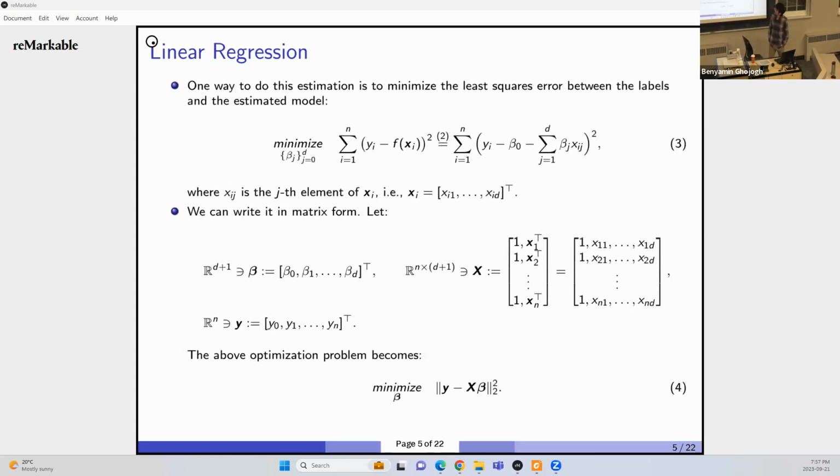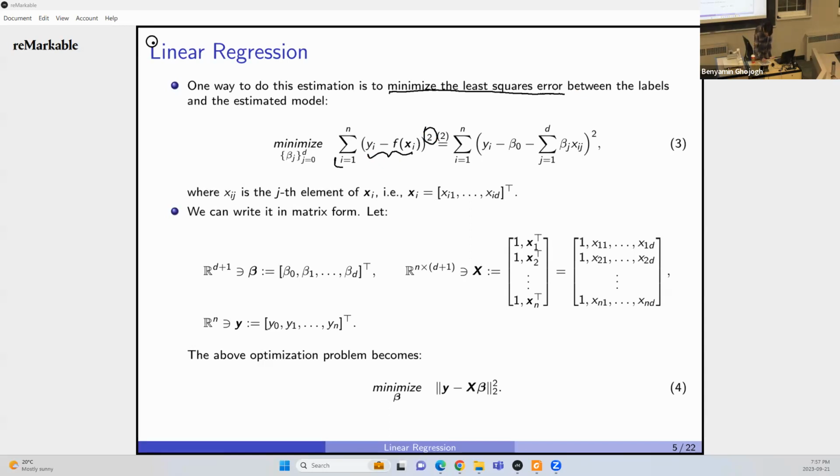So one way to do this estimation is to minimize the least squares error, or mean squared error, between the labels and the estimated outputs. Do you agree? I want my estimated labels to be as close as possible to the actual labels that I have for training data. So yi, the actual label, minus f of xi, the predicted label, is the error between them.